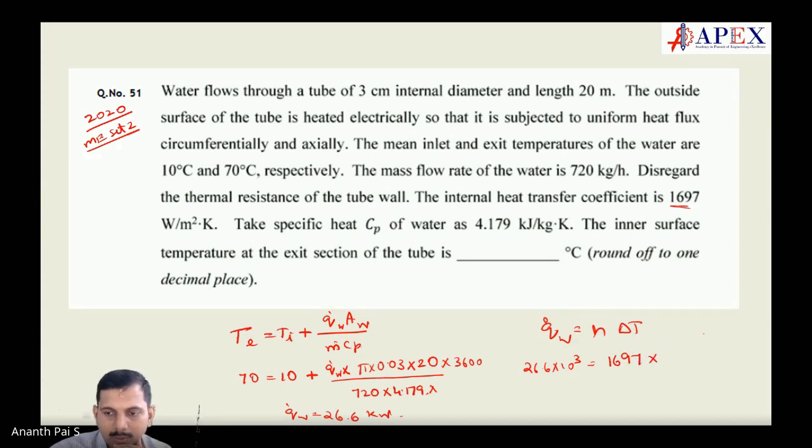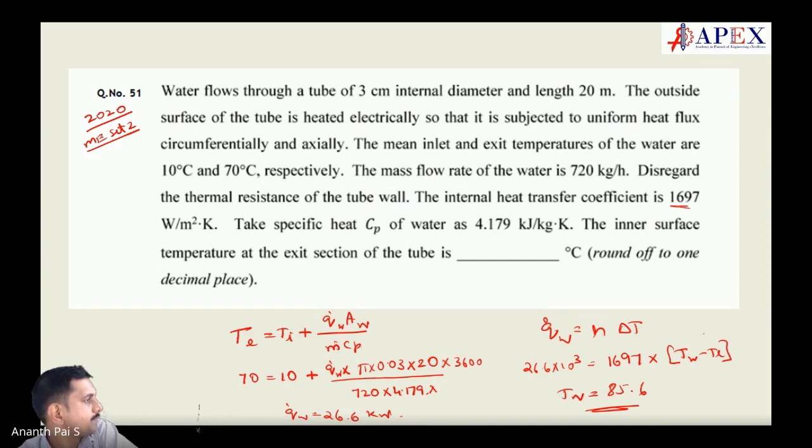which is given as 1697 into delta T. Delta T, to get the answer, is T wall minus T exit. So T wall, you get it as 85.7. Right. Round off to one decimal place. Have you rounded off to one decimal, or have you truncated? 85.6? 67, then 67.